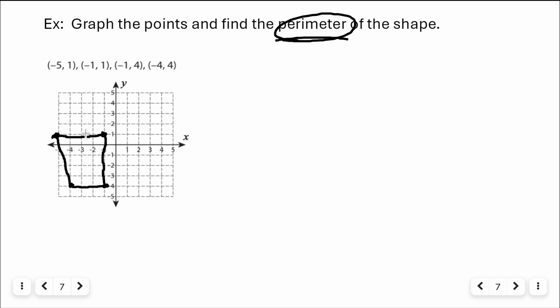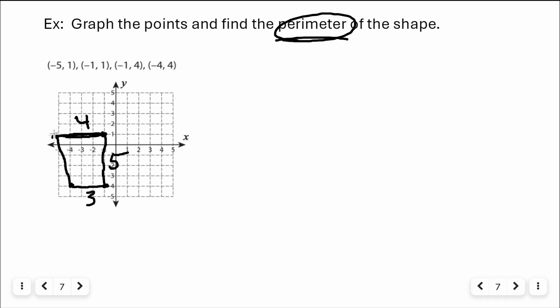Now I got to find the perimeter of this shape. So I want to know how much it is if I add all around 4 sides. First things first, some of these sides are horizontal and vertical, so they're easy to count. We just have to count how far it is. So it's 1, 2, 3, 4 boxes. This is 1, 2, 3, 4, 5 boxes. This is 1, 2, 3 boxes. Okay, that's easy. But this side is diagonal.